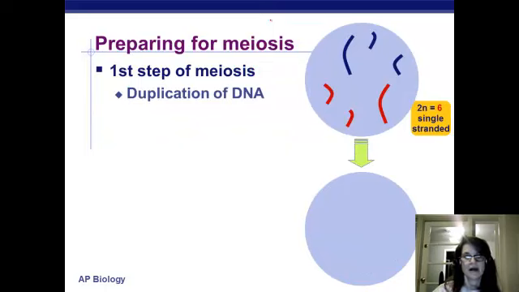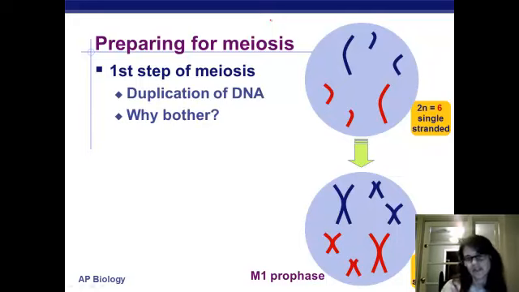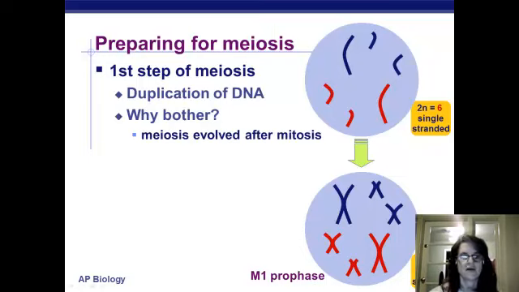Now, that sort of seems silly, okay? Why do that? Why double the genetic material if all we're going to do is try to cut it in half? Why don't we just cut it in half in the first place and be done? Well, again, because meiosis evolved after mitosis, and we're kind of stuck with this cellular machinery. Natural selection has evidently seen no real reason to change it, so it does things this way.